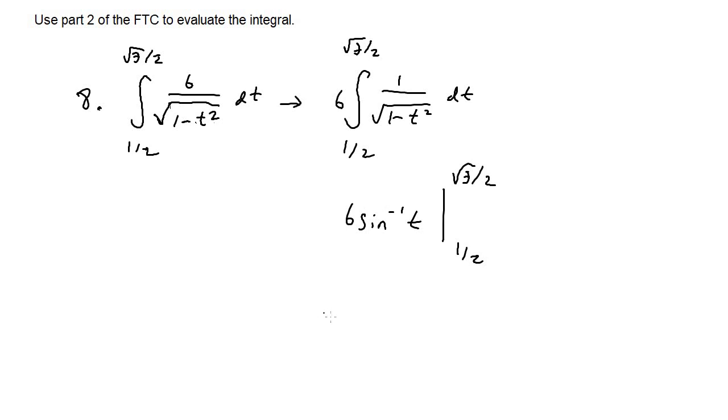6 is just a constant, I can leave that outside when I evaluate. So when I plug in square root of 3 over 2 for t, we get inverse sine of square root of 3 over 2. And then minus inverse sine of 1/2.